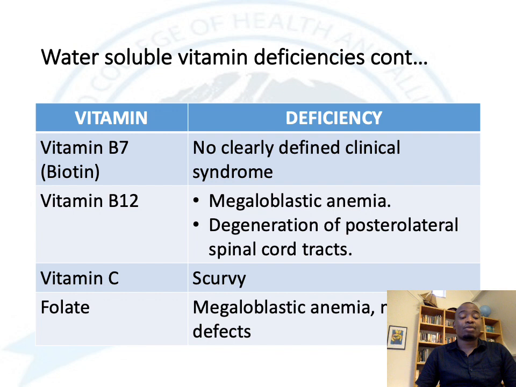Vitamin C deficiency is responsible for scurvy. Folate deficiency is responsible for megaloblastic anemia, but also for fetal defects at the back.